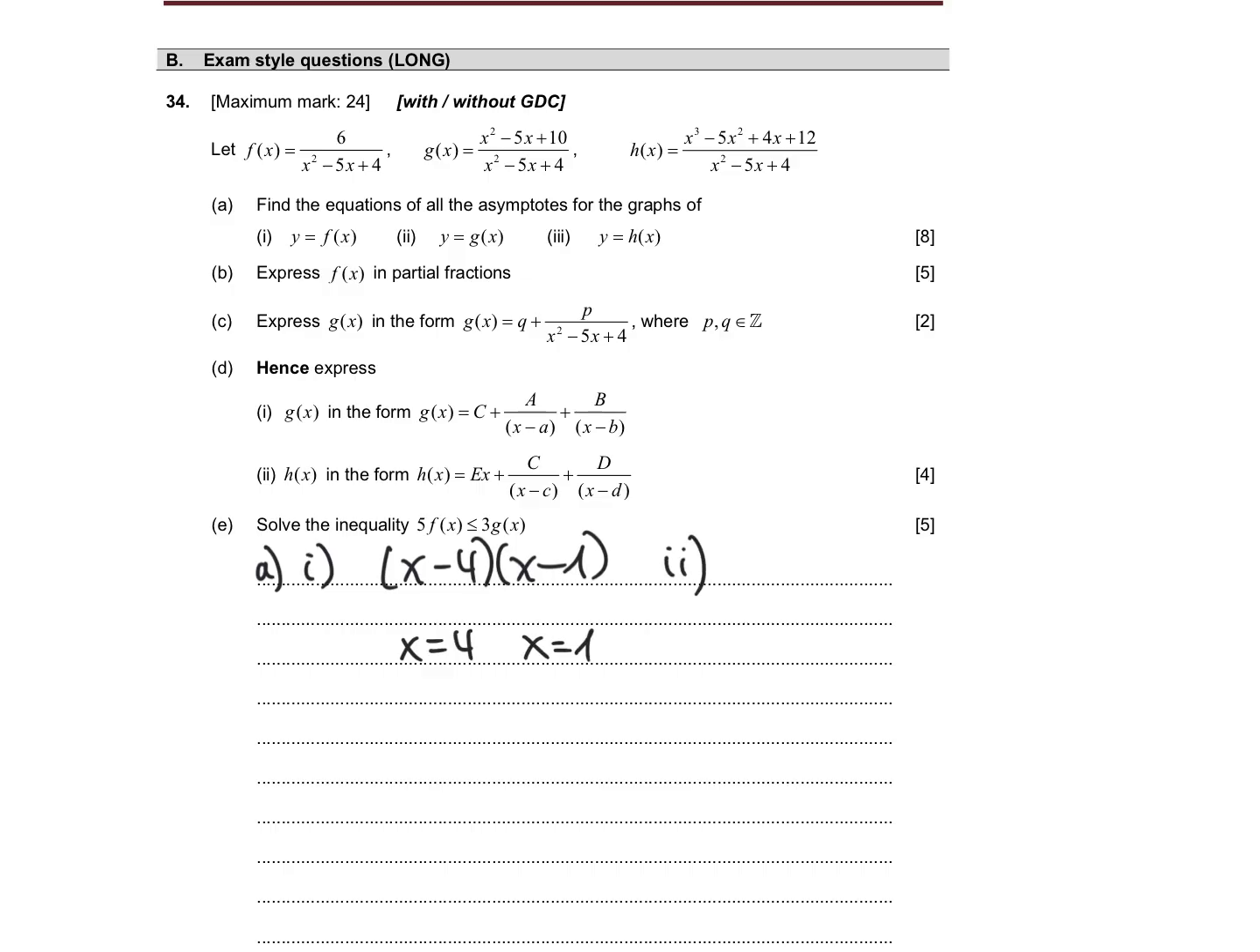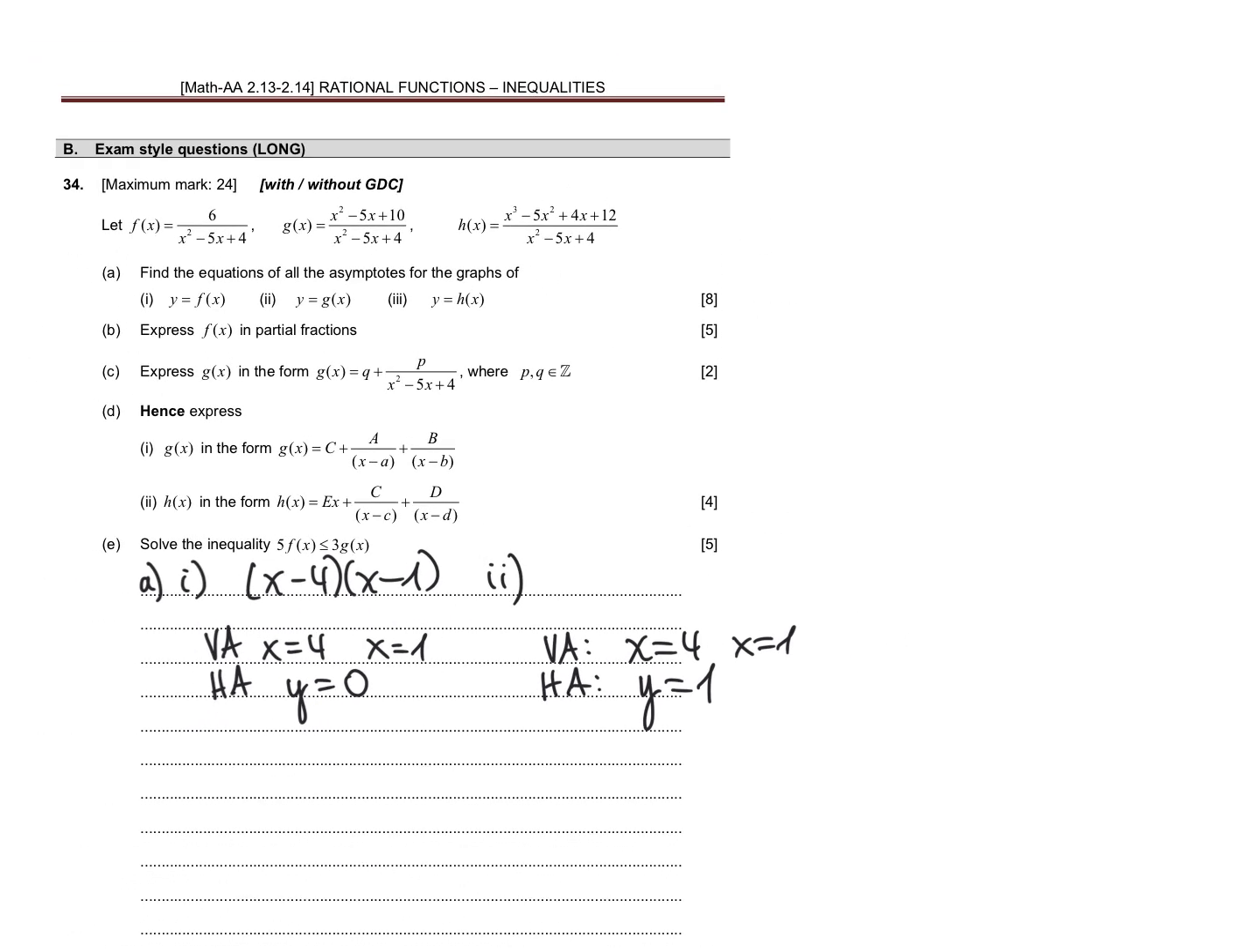For double I, we need all asymptotes. That's the vertical asymptote. Horizontal asymptote: degree top is less than degree bottom, so it's y equals 0. Same vertical asymptotes for double I, and horizontal is going to be the ratio of the coefficients because it's even degree. And for triple I, we have the same vertical asymptotes, but we have to divide to get the slant asymptote.